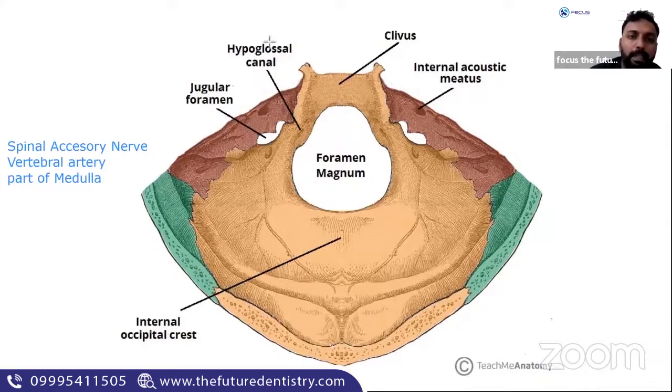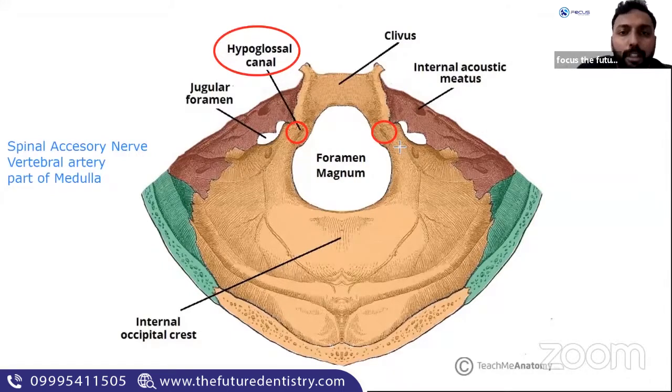Have you located the hypoglossal canal? Where is the hypoglossal canal located here? These are two small canals very adjacent to the foramen magnum. So what passes through it? As the name says, hypoglossal canal. What could pass through it? Yes, the 12th cranial nerve. That is your hypoglossal nerve.